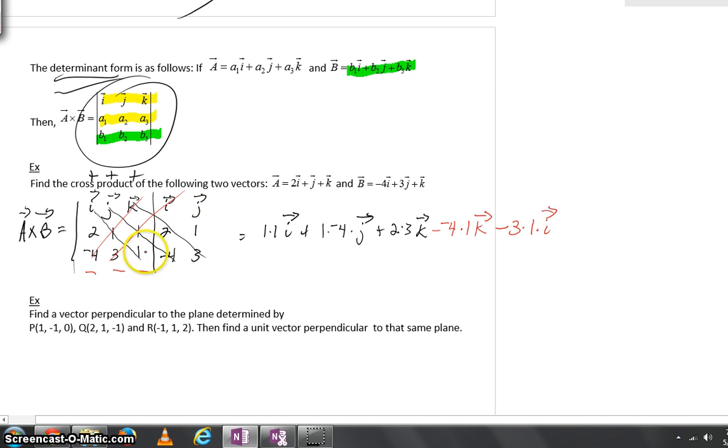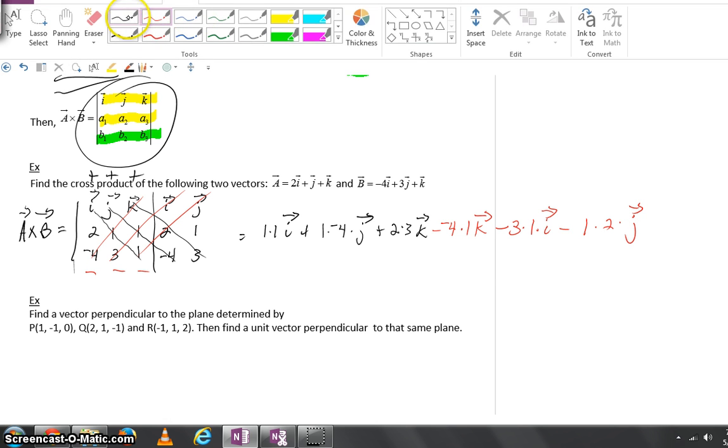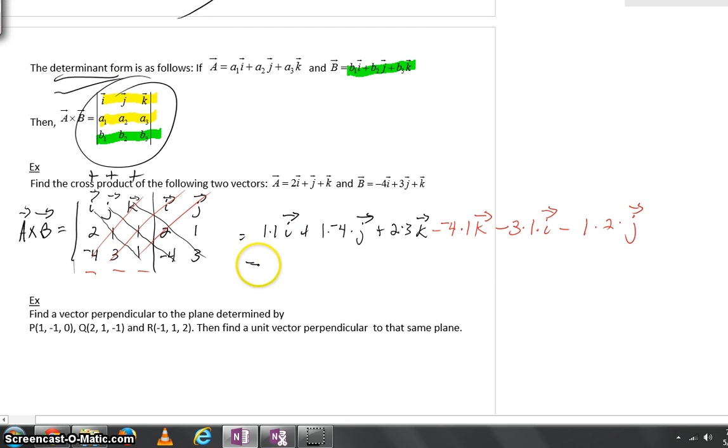And finally, we'll take our last diagonal here with this minus down below. We'll say minus 1 times 2 times vector j. And at this point, we just clean it all up. This becomes 1i minus 4j plus 6k. Well, minus a negative 4 times 1 is going to be a plus 4k.